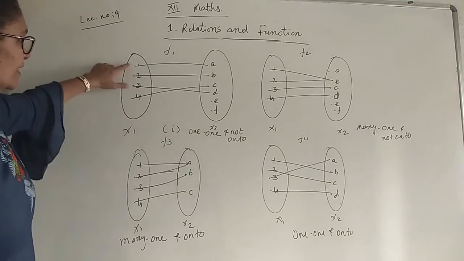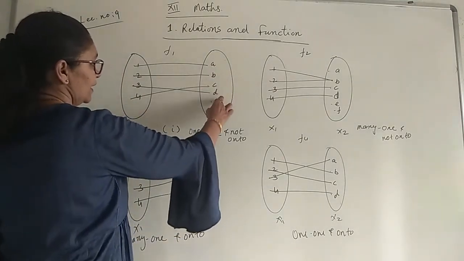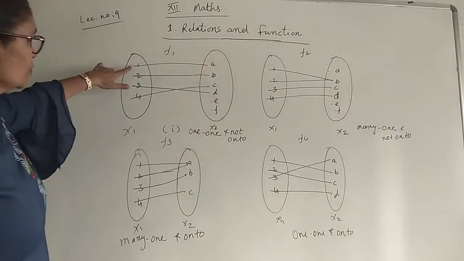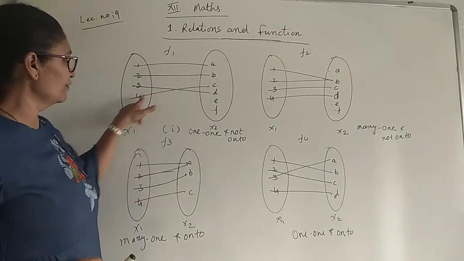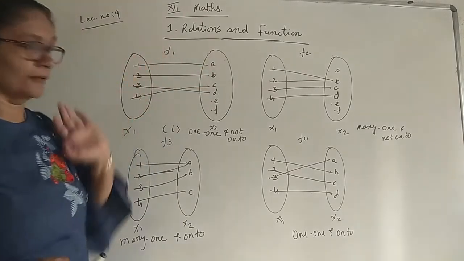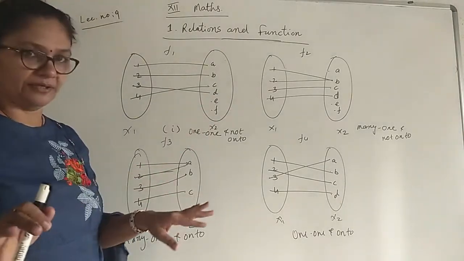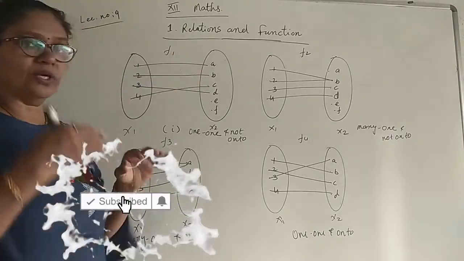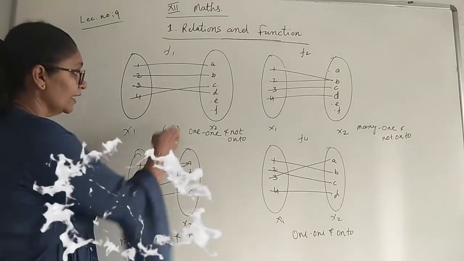First diagram, check it. 1, 2, 3 and 4 terms are given here, and here A, B, C, D, E, F. We have a total of 6 terms here, and 4 terms there. Now check: with 1 A, with 2 B, with 3 D and with 4 C. Means here for one question we have one answer. What is the meaning of it? Though these two terms are remaining, it doesn't matter. But what you get is one question, one answer, or you can say with one term, one image is there. Okay. It is not onto.